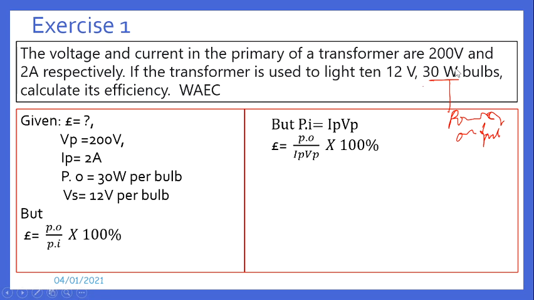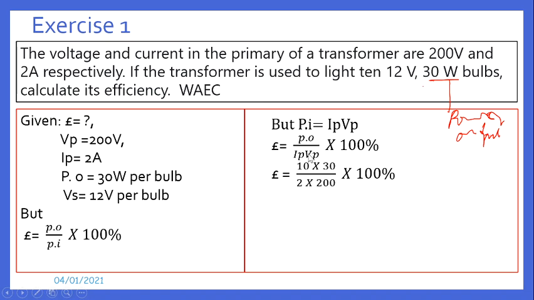That's why I'm using the power output to be equal to 30 watts. Then from this, what is my power in the equation? That is 30 watt. How many bulbs am I lighting? That's going to be 10 bulbs. So that's going to be 10 multiplied by 30 watt. That's going to be the total output I'm going to have, divided by IP. Our IP is the same thing as 2 A.